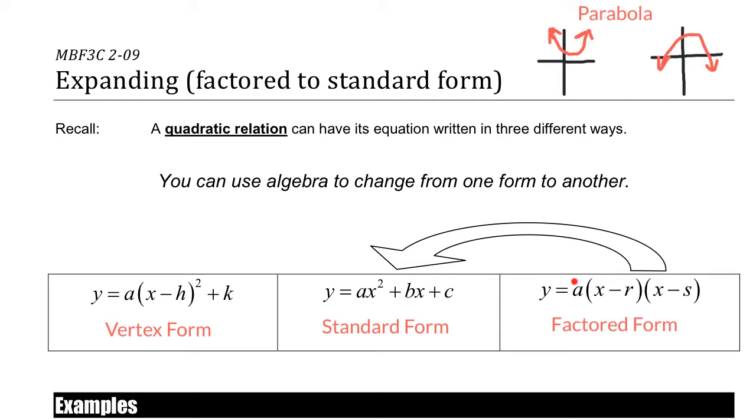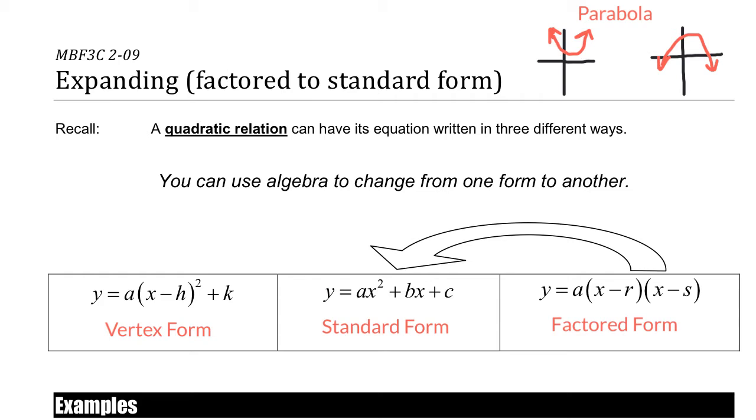So let's say you have the factored form. You have this equation, so you know what the x-intercepts are, but you want to figure out what the y-intercept is. Well, you can actually change this equation into standard form in order to do that. At the end of the course, we will have a way of changing from one form to another for all of them. Right now, we're going to start by changing factored form into standard form.